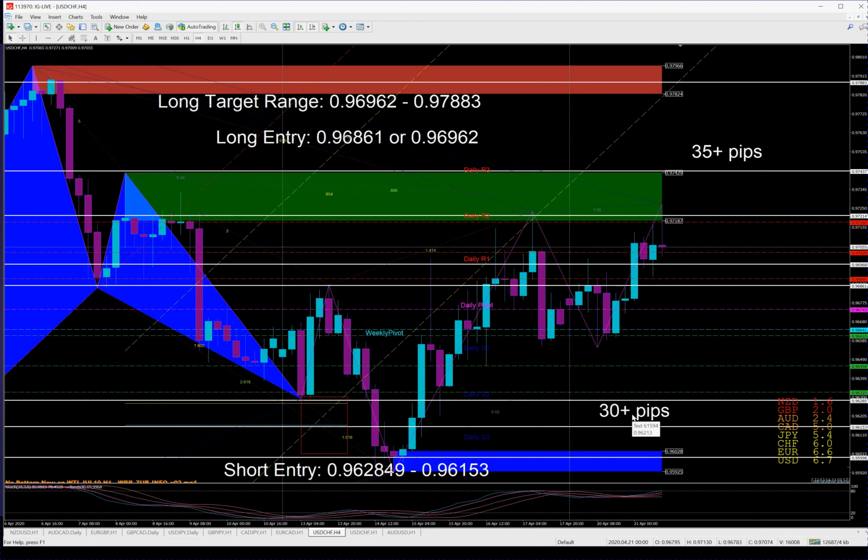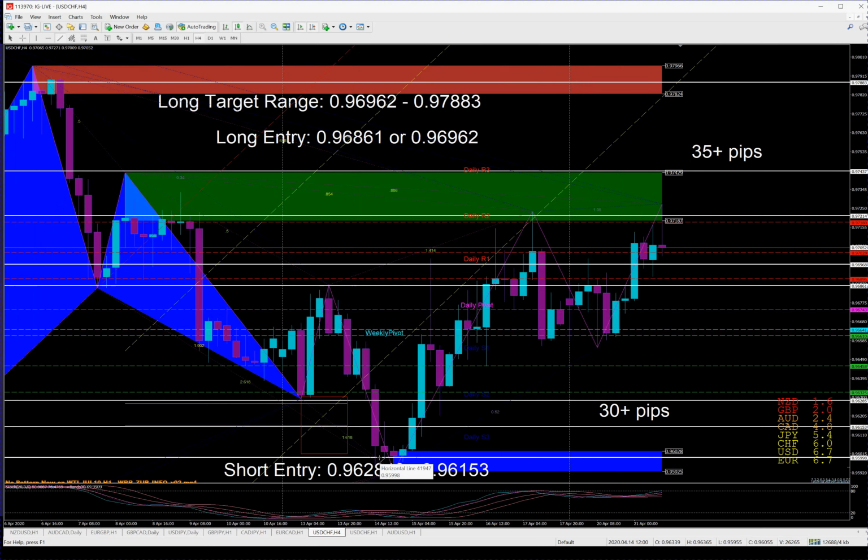Okay, so you should have been able to get about 30 pips to the downside and 35 to the upside currently. So overall, a nice move there. We will see what happens as far as price creating a trend.